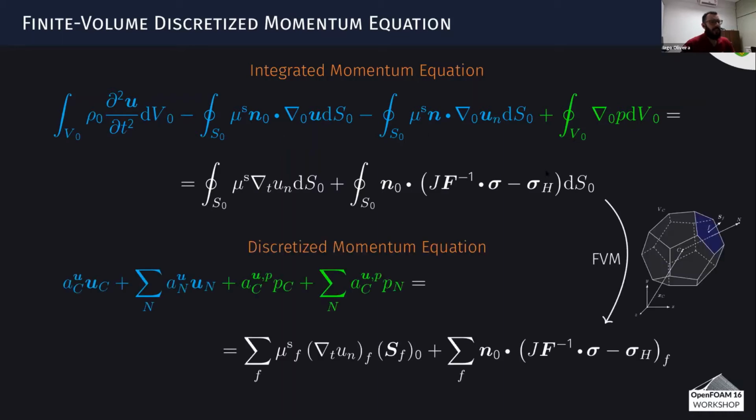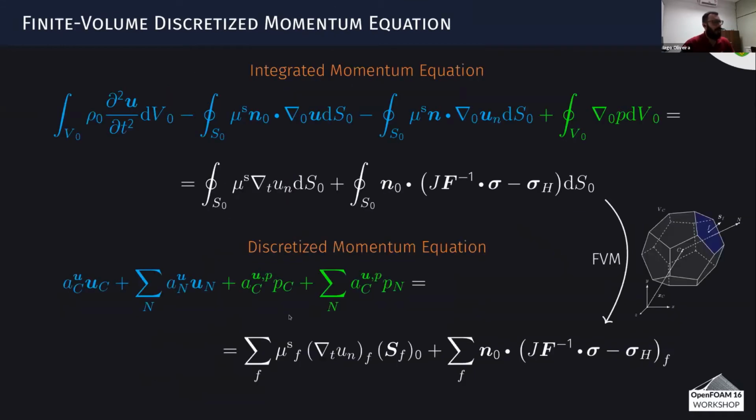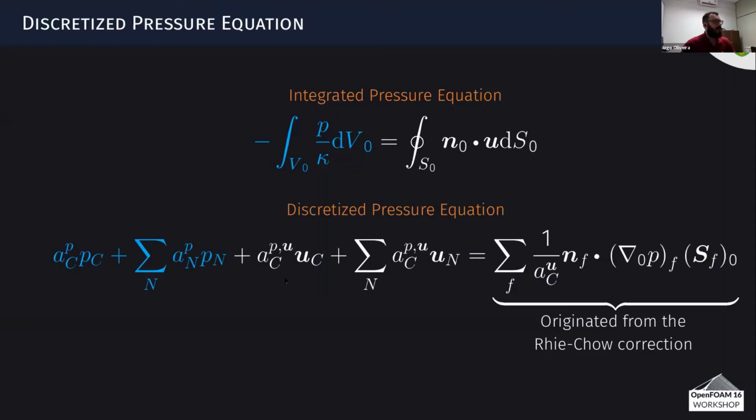After integrating and discretizing this equation using the finite volume method, we get from the momentum equation one equation for the solid displacement, but coupled with the pressure here, which comes from this definition of the pressure. And all the other terms are discretized explicitly. In the same manner, we integrate the pressure equation in the finite volume and discretize it, obtaining this discretized equation for pressure, which also involves the displacement and some extra terms due to the Rhie-Chow correction added.